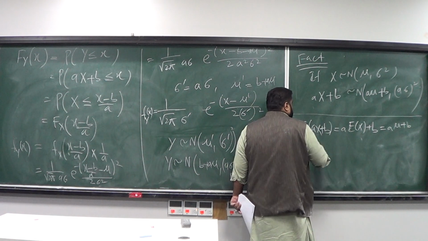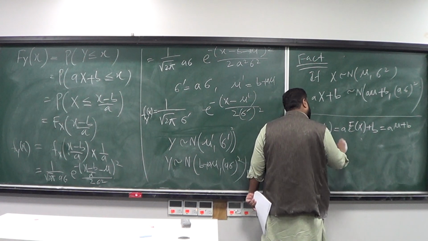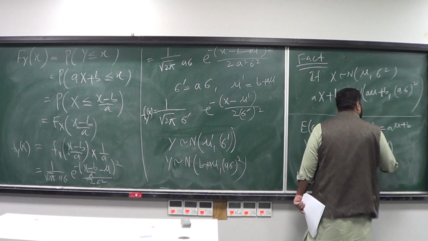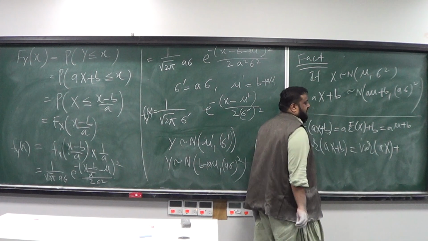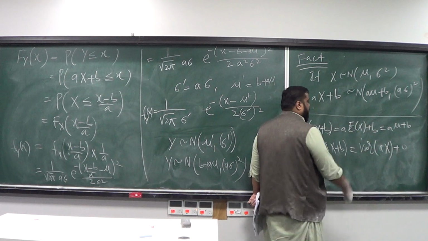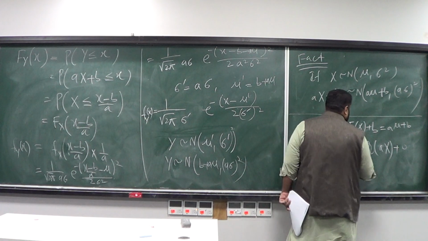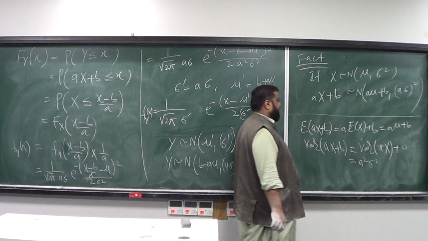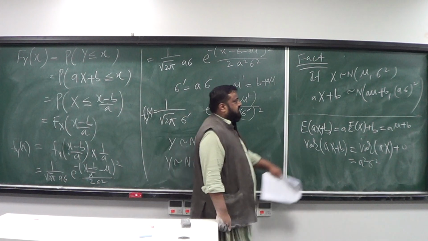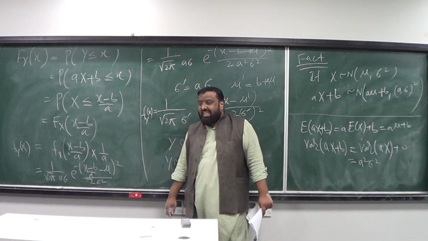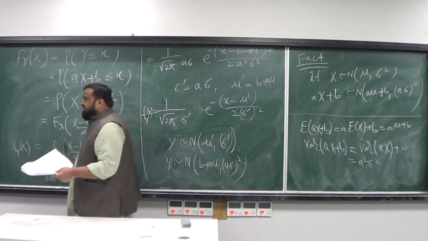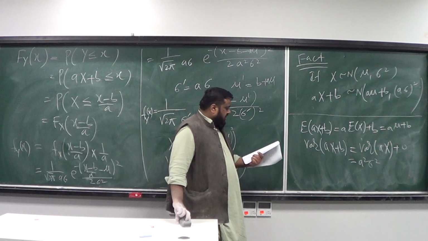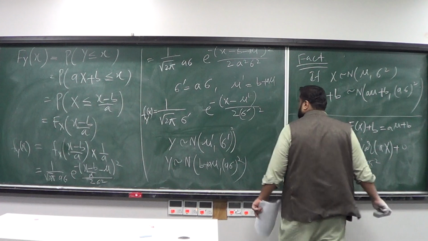If you compute the variance of aX plus b, the variance of b is going to be 0. So you can pull this a out and you're going to get a square, and the variance of X is going to be sigma square. So it makes sense. If you have a linear expression of a normally distributed random variable, that is also normally distributed.